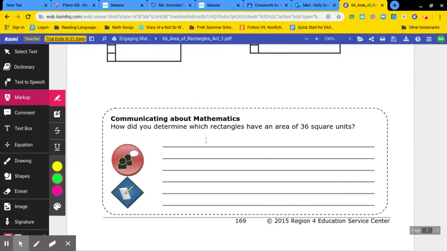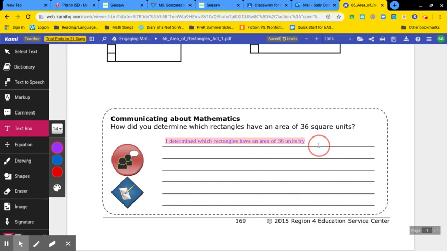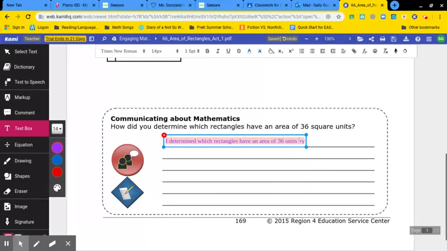And then down here it says, how did you determine which rectangles have an area of 36 square units? And this is where you would write, I determined which rectangles have an area of 36 units by, and you would fill in the rest. Okay, by, I would say I multiply the length times the width or whatever. Okay, all right, that's it.